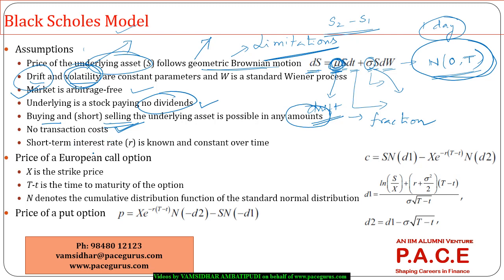Another major assumption this model makes is that the short-term interest rate R is known and constant over time. So even if I am talking about a 2-year period, it says that the short-term interest rate is constant, but in reality that is not the case. Interest rates keep changing with time. This model is more appropriate for short-term options, where in a very short term there is a very small chance that the interest rate will change drastically. But in a longer-term period, the interest rate can keep changing.